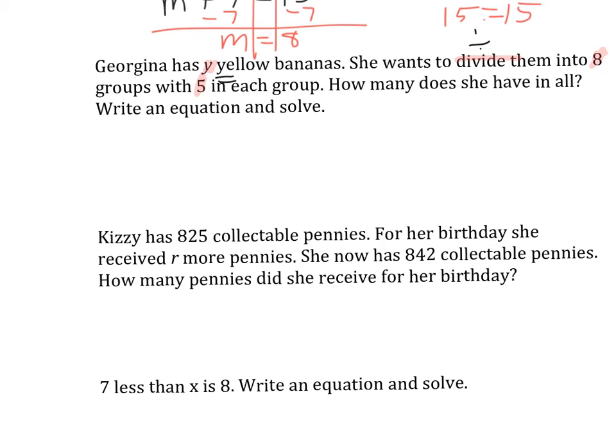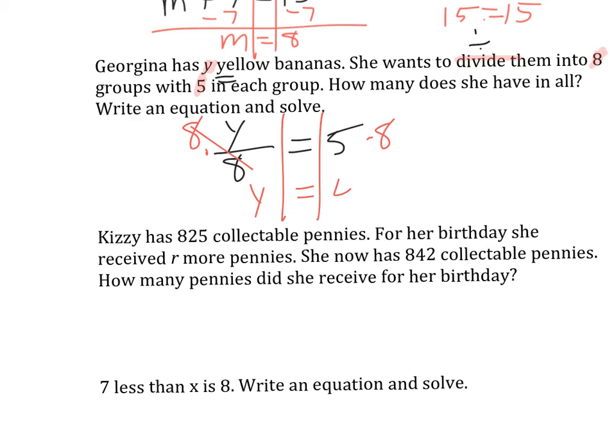Okay, so if we have Y bananas, and we want to divide them into 8 groups, that is going to equal 5. Okay, so now we can solve this. We put our railroad tracks, Y divided by 8. Instead, we're going to multiply it by 8 on both sides. We end up with Y is equal to 40 bananas. That's how many she started with.